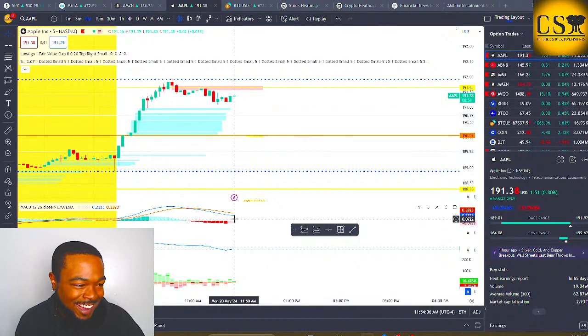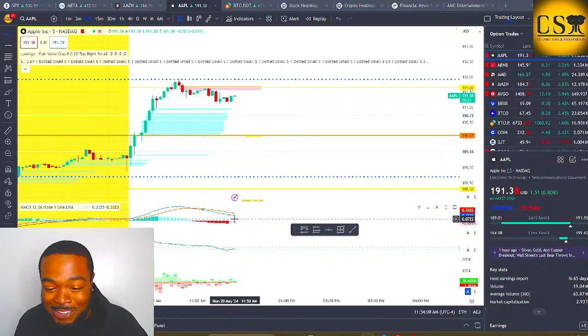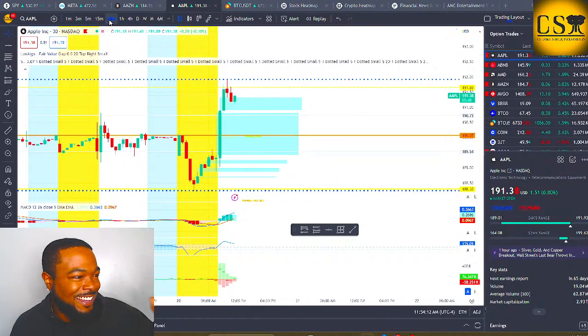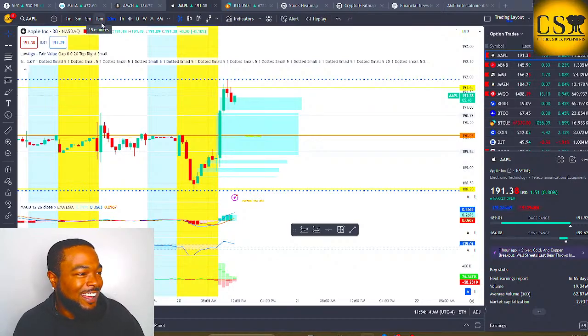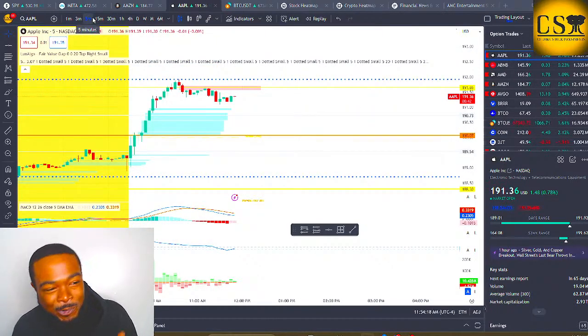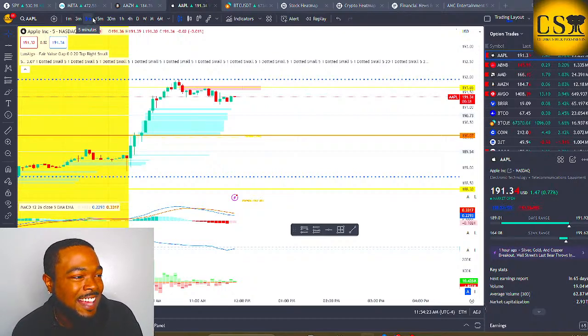Wait until you get that confirmation on your smaller charts now, because the macro chart already gave you the move. The macro chart says put, right? All right, macro chart says put. Now I'm gonna go to the micro chart and time my put perfectly. I'm gonna try to time my entry as perfect as possible. That's the next level of it.